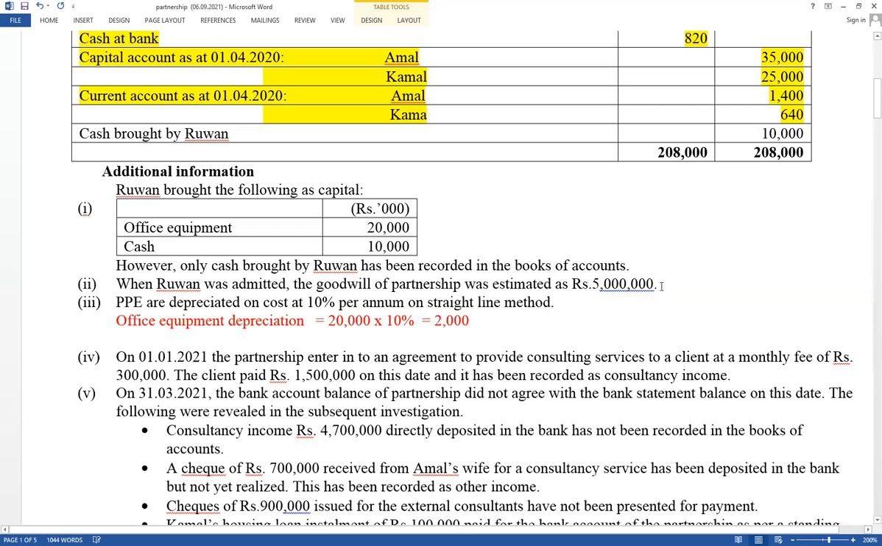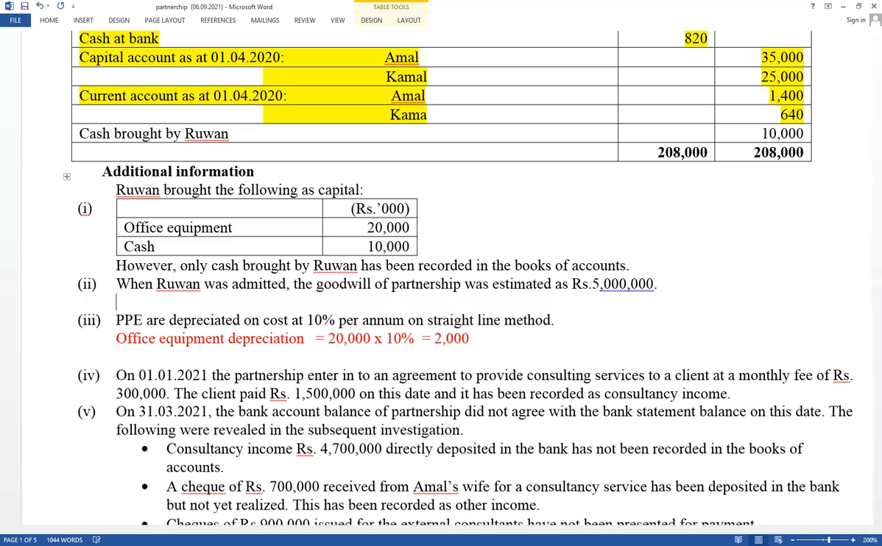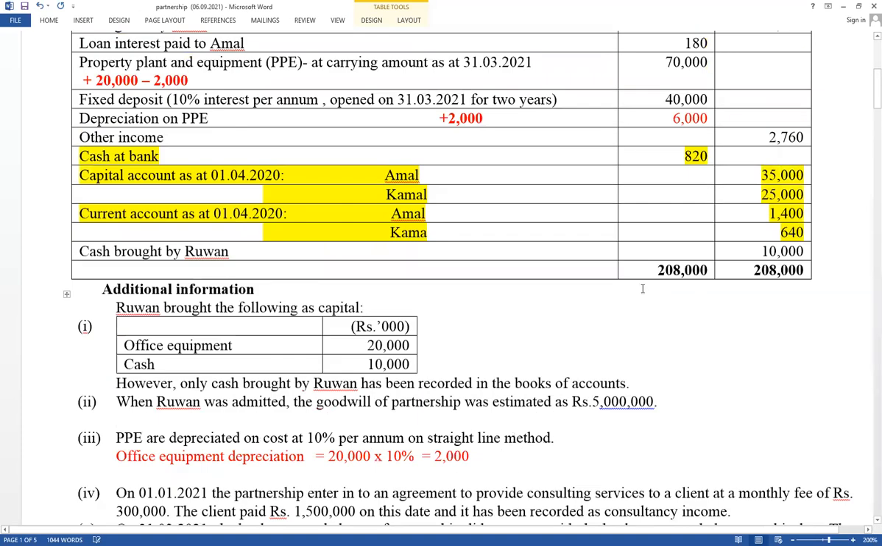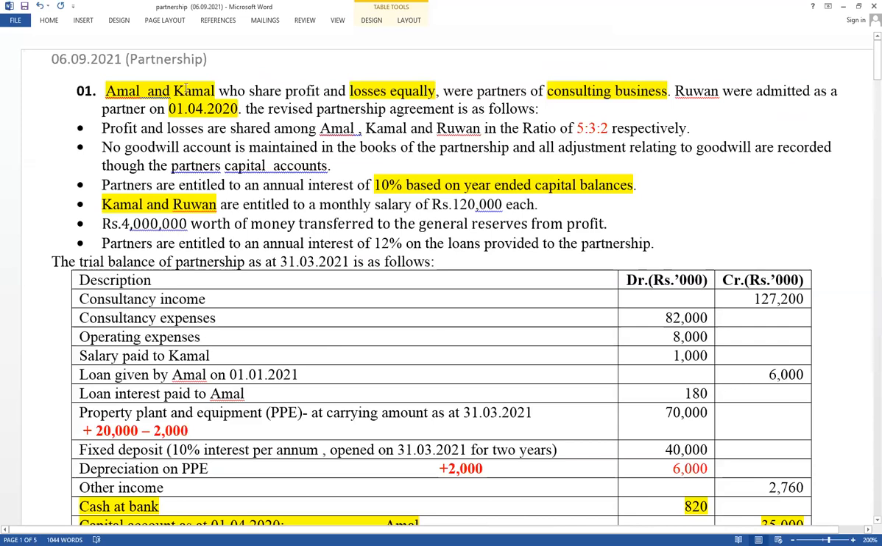Think about additional second one. It has given the goodwill of the partnership. When Ruan was admitted, the goodwill of the partnership was estimated at 5 million. Old ratio credit, new ratio debit through the partners' capital accounts. It has given the agreement from the beginning. See the agreements: Amal and Kamal share profit and loss equally. This is the old ratio, equally.